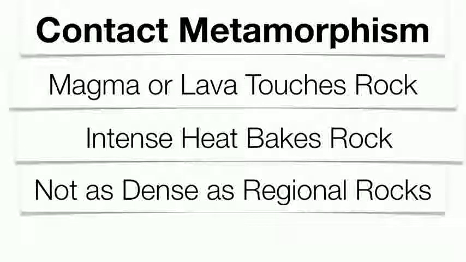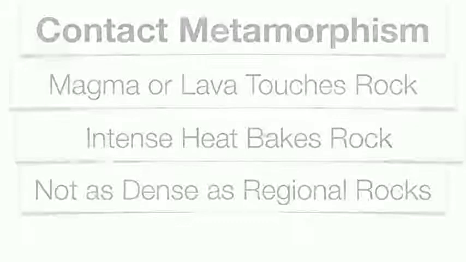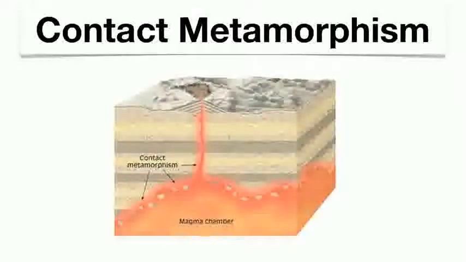Now, these rocks are not nearly as dense as your regional rocks, very simply because you just don't have the intense pressure. So with your contact rocks, where this is going to take place is where your magma deep below the surface or your lava at the surface is going to touch the rock. And at that contact point, the rock is going to be altered and is going to change.